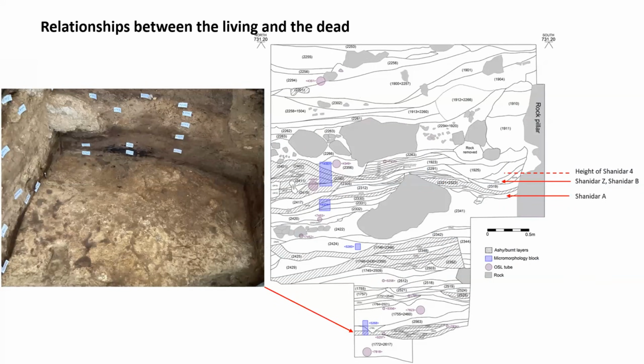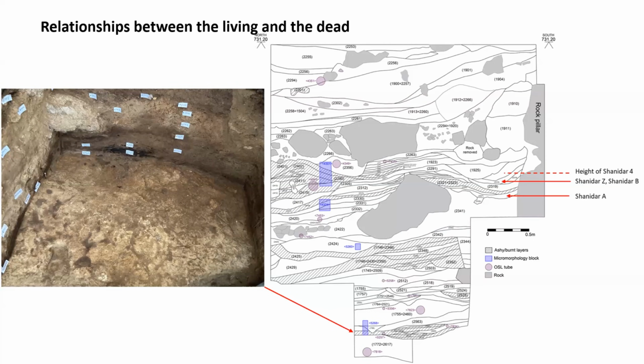This then is another section. I know this looks quite complicated, but the key bits, so here we've got the level of Shanidar Z, Shanidar 4 at this height, Shanidar A down here. If we keep going further down, and we've taken this down at least another meter, so down to about 8.5 meters, again, we see these layers with combustion features, ash, and scatters of animal bone.